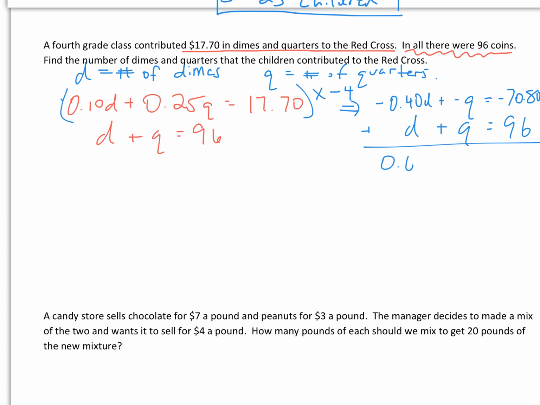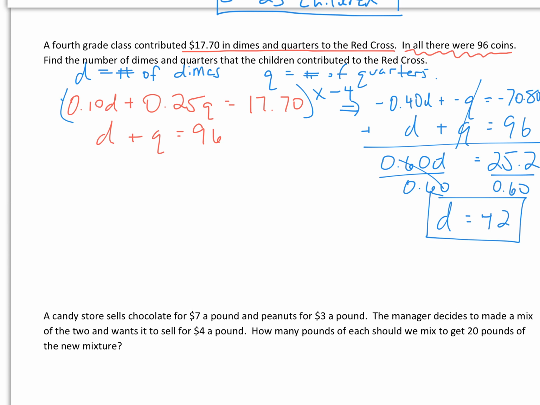So I have 0.60 D, Q's eliminate, and then 25.2. Divide by 0.60, and then the number of dimes is 42. There are 42 dimes. Let's definitely substitute that in the second equation. 42 plus Q equals 96. Subtract 42. So the number of quarters is 54.